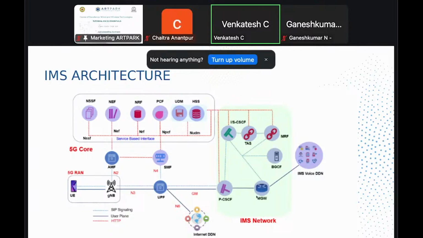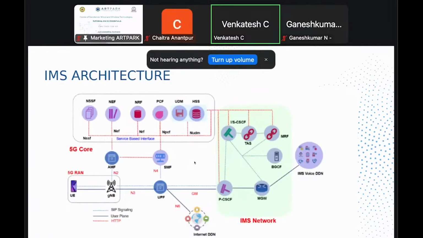And next is the MGW. MGW stands for Media Gateway. If the call needs to go outside the IMS network, this media gateway converts the IP-based calls into circuit-switched calls for PSTN compatibility. And this is the external. Apart from this, at the far right, we have the interconnects to the public network. It's known as the IMS voice DNN, which connects the IMS to external VoIP, PSTN, or other IMS networks. And then here we also see the internet DNN, which allows the IMS services to interact with any web-based application as well.